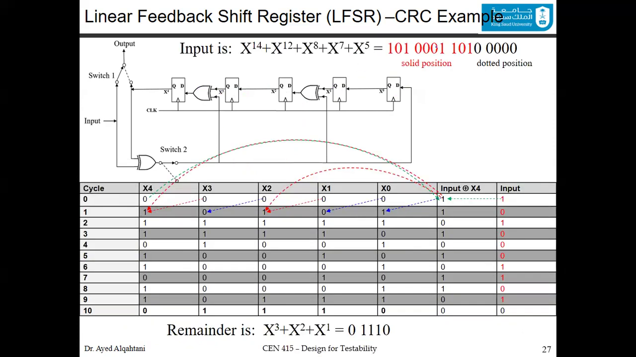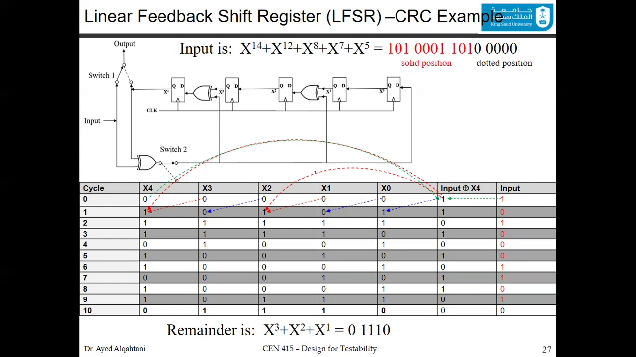If you have this message, which is the same as the one that we used in the division, x5, x7, x8, x12, and x14, represented by 101, 1000, 101. So at 5, you have a 1. This is bit 0, 1, 2, 3, 4, 5. 6 is supposed to be 0 because it's not shown. 7 is 1, 8 is 1. And the rest is 0 until you get to 12. 13 is 0 and 14 is 1. And at the beginning, this value will be 0, 0, 0, 0, 0.